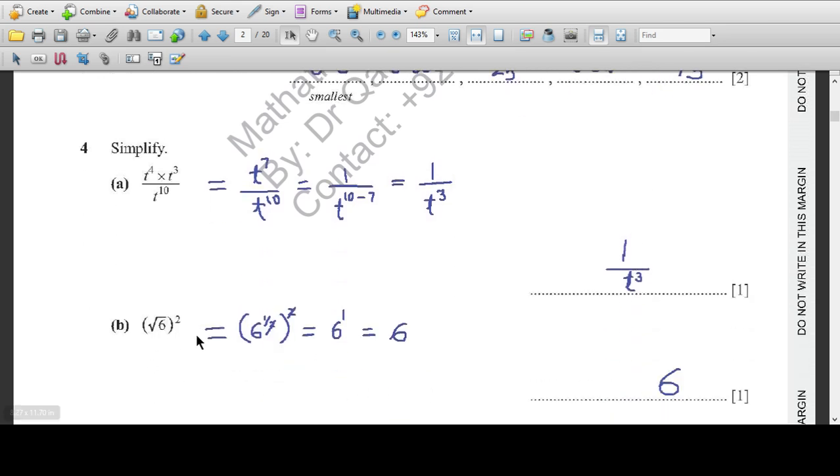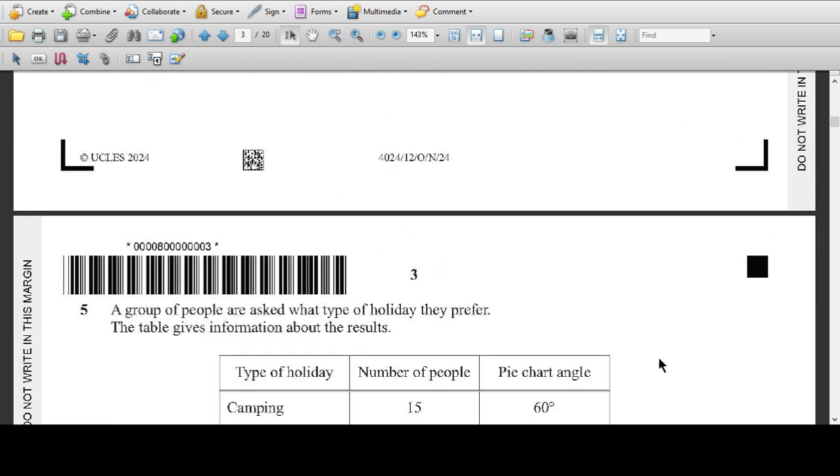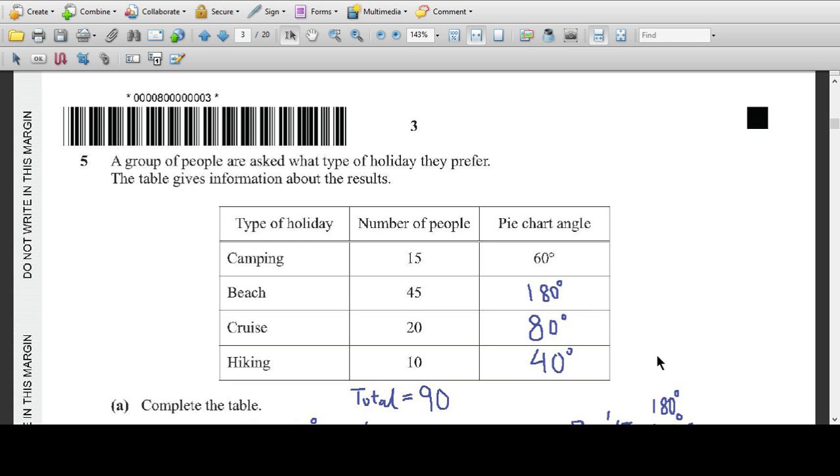For part B, under root 6, the whole power 2. This under root 6 is written as 6 power 1 half, and then we have this square, so this half will cancel with this 2, and we obtain 6 power 1, which is 6. So this is 6. Question number 5: a group of people are asked what type of holiday they prefer.